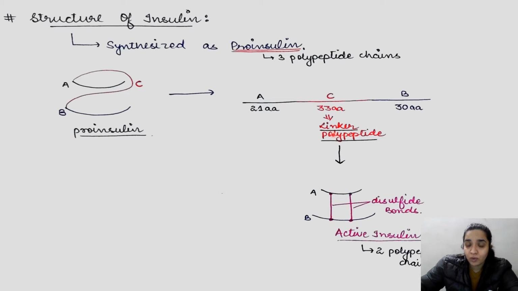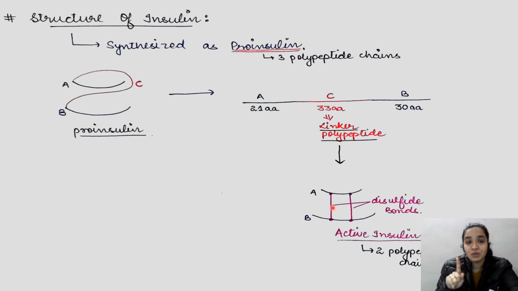As A and B polypeptides come close to each other, disulfide bonds between them are formed. These disulfide bonds are formed between the sulfur containing amino acid residues of these polypeptides. We have two sulfur containing amino acids, methionine and cysteine. Once these disulfide bonds are formed, the C polypeptide is gone and proinsulin is converted into active insulin. Thus, the structure of active insulin is made up of two polypeptide chains, A and B.